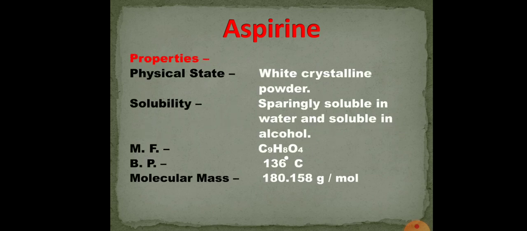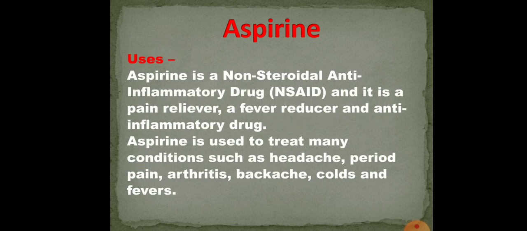Now, what are the properties of aspirin? Like paracetamol, it is also white crystalline powder and less soluble in water and soluble in ethyl alcohol. Its molecular formula is C9H8O4 and its boiling point is 136 degrees centigrade and molecular mass is 180.158 gram per mole.